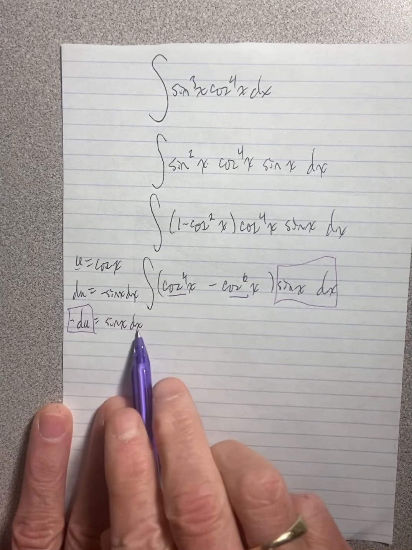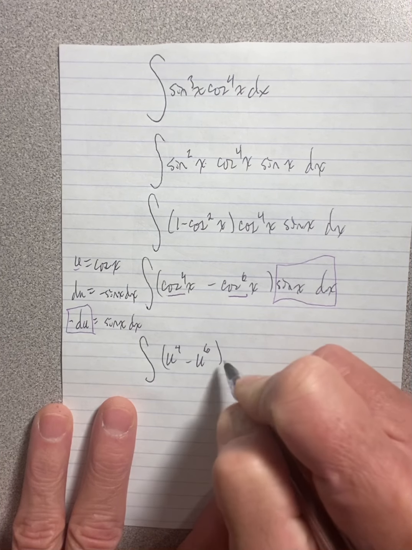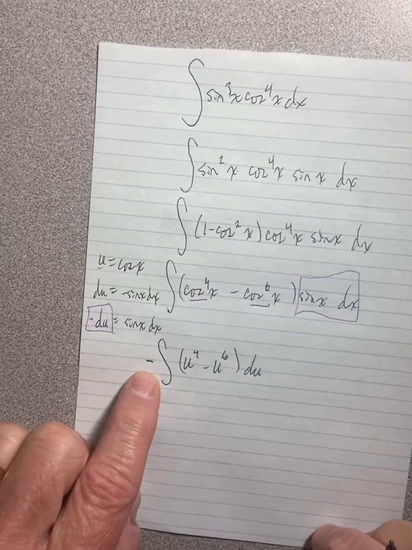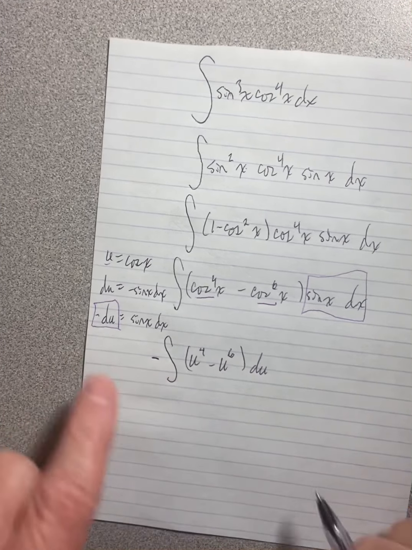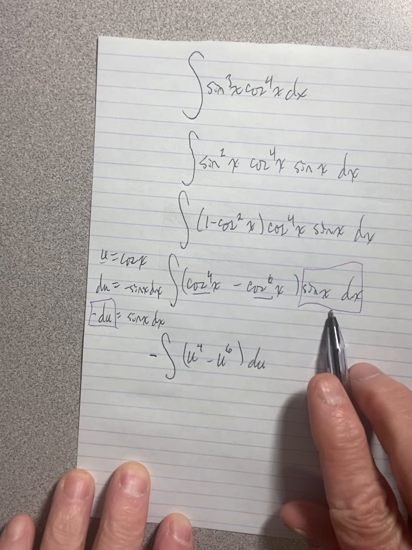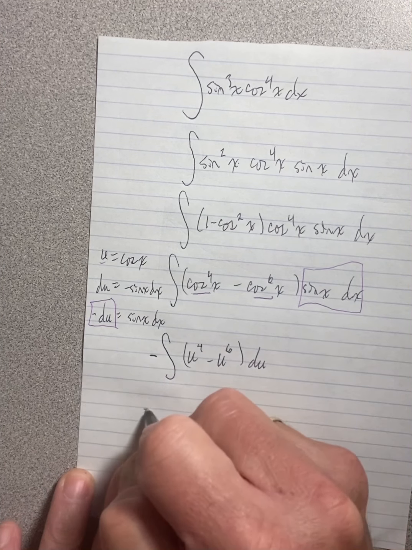So when I make my substitution, I have u to the fourth minus u to the sixth, and then I have a negative du, but I'm going to kick the negative out here because it's a scalar multiple. It's a negative 1, so I can kick it from here out here. Okay, so I substituted in for sine x dx, and I substituted in for all the cos, so now I'm just going to integrate by power rule.